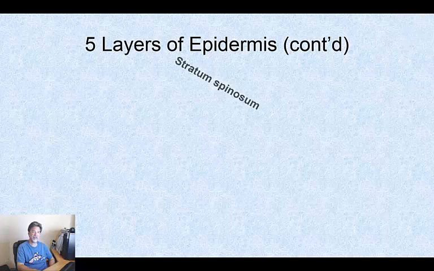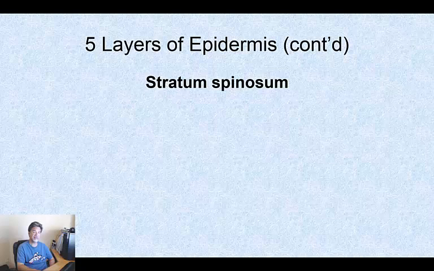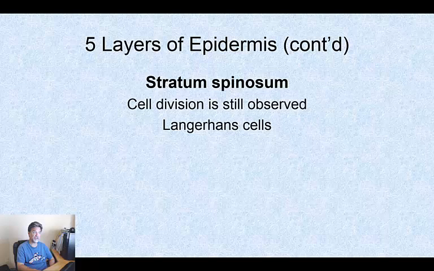Our second layer of skin that is superficial to the stratum germinativum is the stratum spinosum. In the stratum spinosum, we still see cell division going on, and we see our fourth type of cell in the skin called the Langerhans. So we've covered Merkel cells, covered melanocytes, we've got Langerhans cells, and of course we have our regular skin cells that we'll rename here shortly.